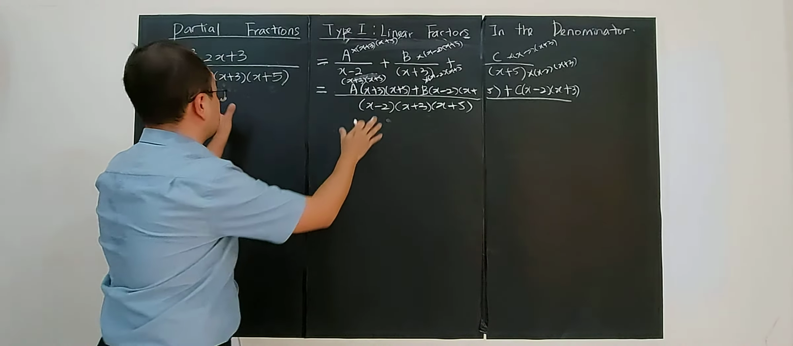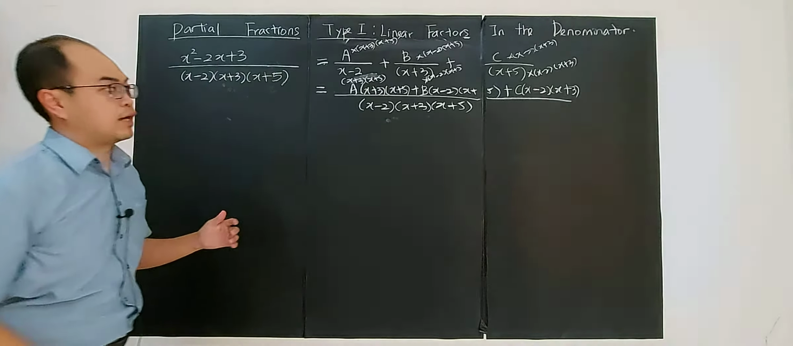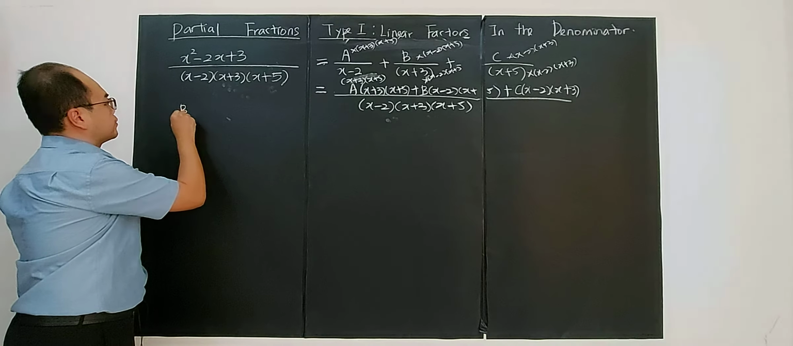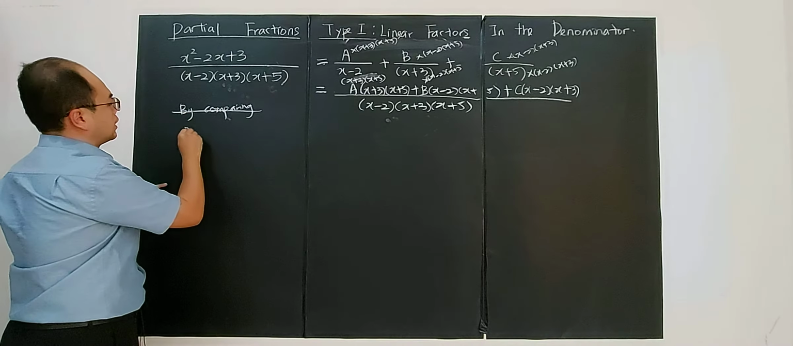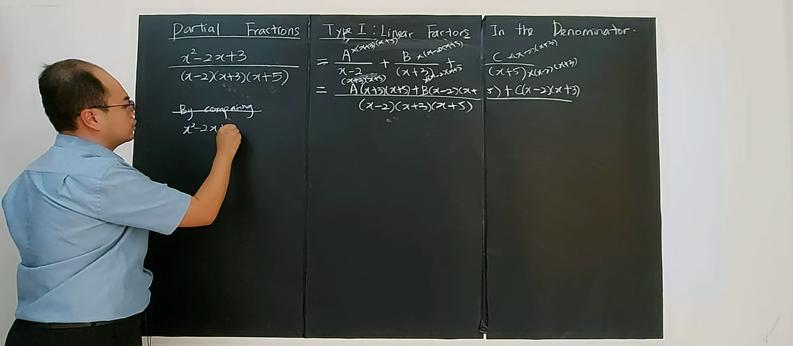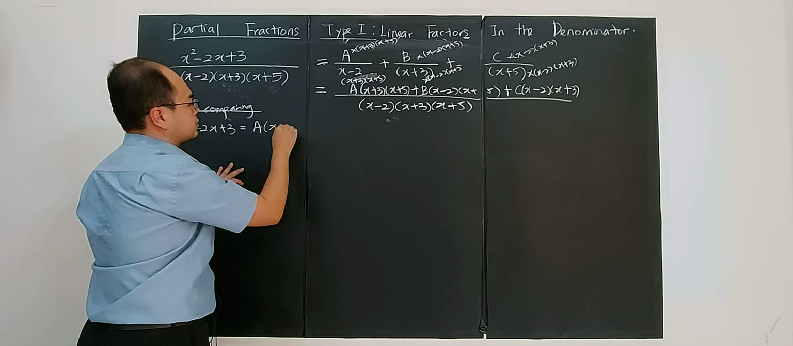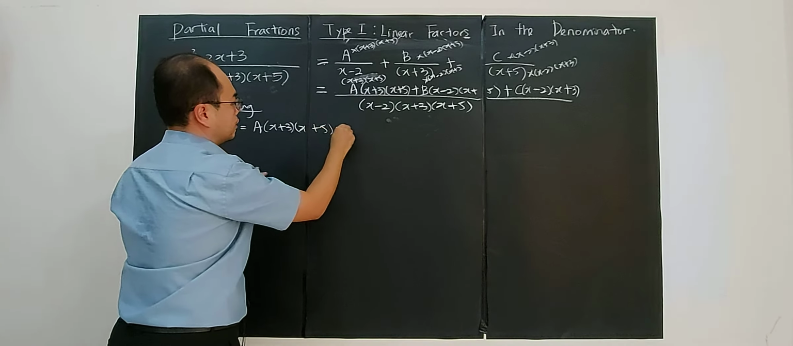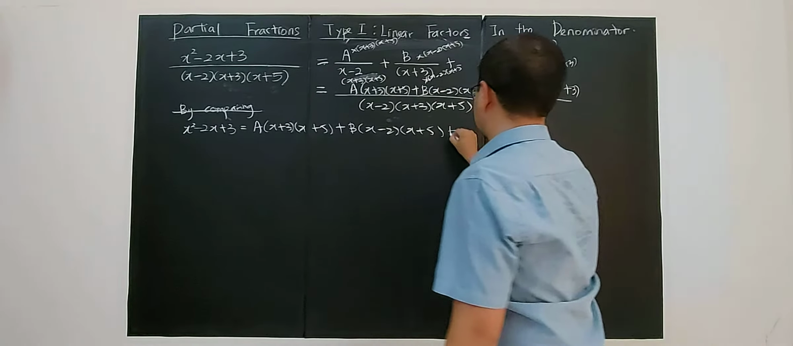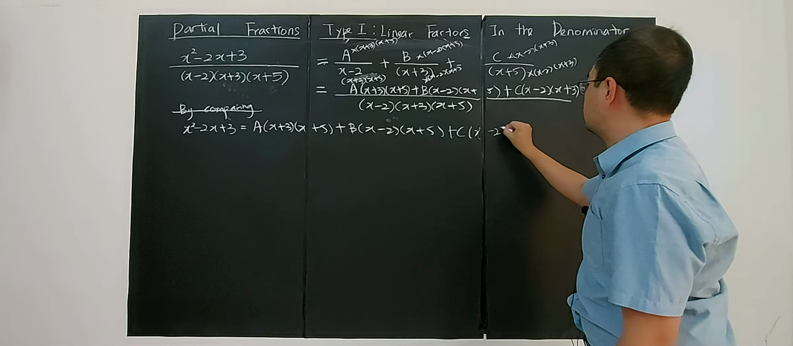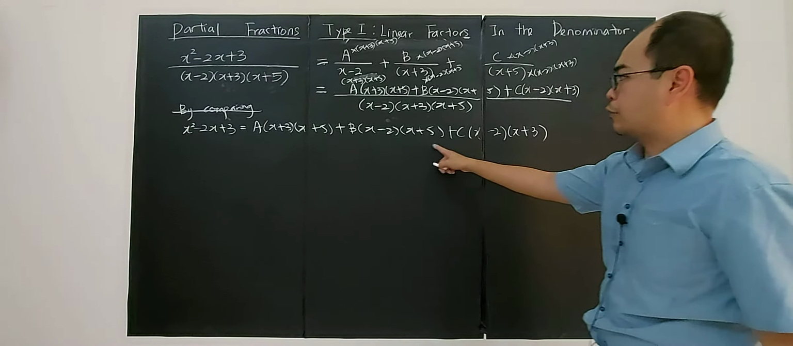After you see that you can compare because the denominators are the same, now you have to compare the numerators so that you can get the values of A, B and C. So by comparing the numerators, x squared minus 2x plus 3 will be equal to A times x plus 3 and x plus 5, plus B times x minus 2 and x plus 5, plus C times x minus 2 and x plus 3. Very easy.